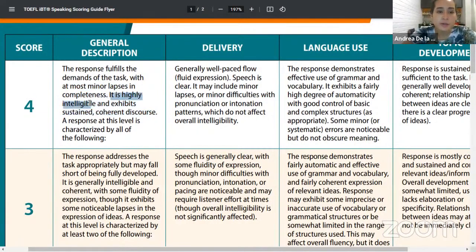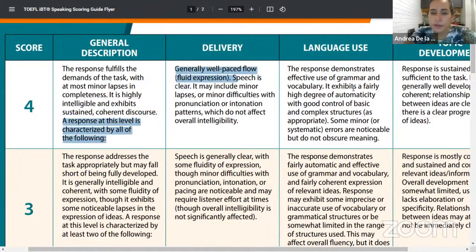Then they say it is highly intelligible and exhibits sustained coherent discourse. So highly intelligible basically means it is easy to understand. The person speaks in a way that is clear, that is easy to follow, that is not tiring, that is well intonated, well articulated, and so forth. And when they say it exhibits sustained coherent discourse, that means you're not talking nonsense, right? You're saying things that make sense, that are coherent to the task, that are well developed as well.